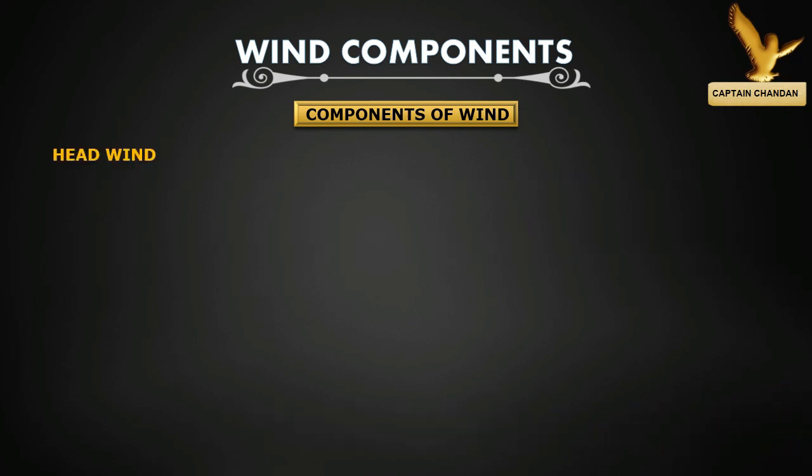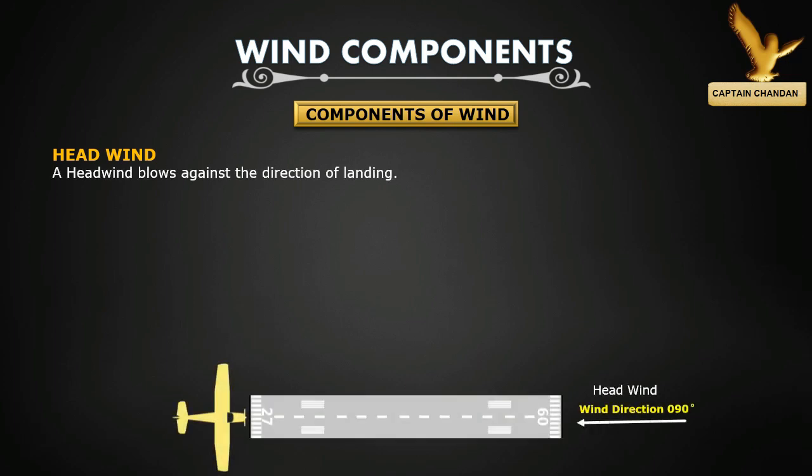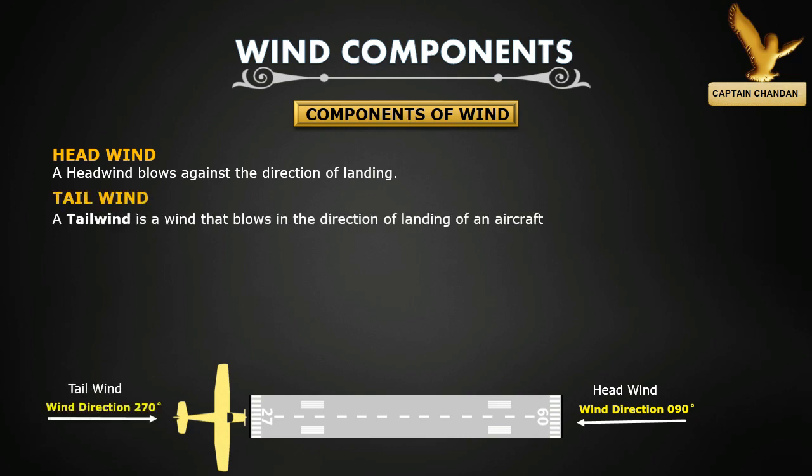The second is headwind. A headwind blows against the direction of landing. In the diagram, aircraft heading is 270 degree and wind is coming from 090 degree direction. This wind is headwind, or more simply, facing wind is called headwind. Tailwind. A tailwind is the wind that blows in the direction of landing of an aircraft. So in the figure below, heading is 270 degree and wind is coming from 270 degree direction, or more simply, wind coming from the tail is called tailwind.